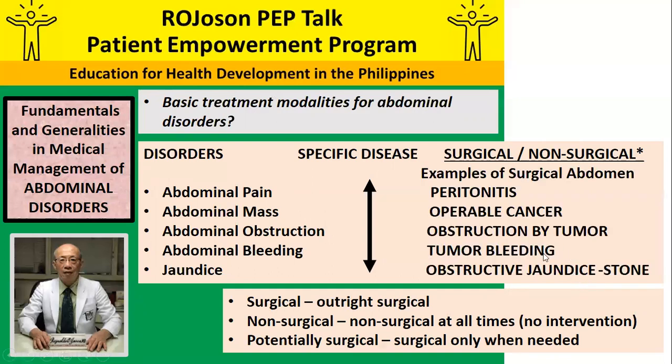So examples of surgical abdomen, meaning conditions that need surgery, will be peritonitis in patients with abdominal pain, operable cancer in patients with abdominal mass, obstruction by a tumor in patients with abdominal obstruction, tumor bleeding in patients with abdominal bleeding, and obstructive jaundice caused by stones and others, and even tumors can be a surgical condition for patients with jaundice.